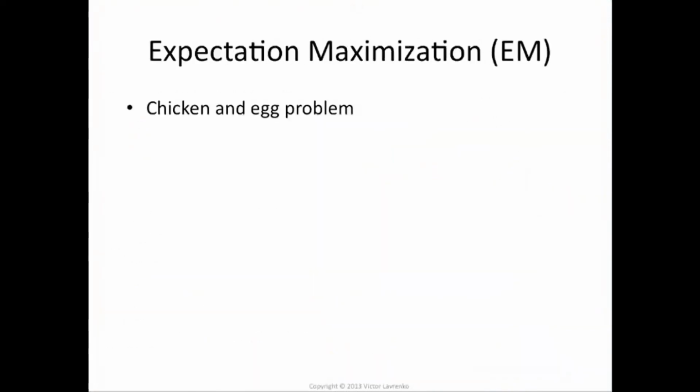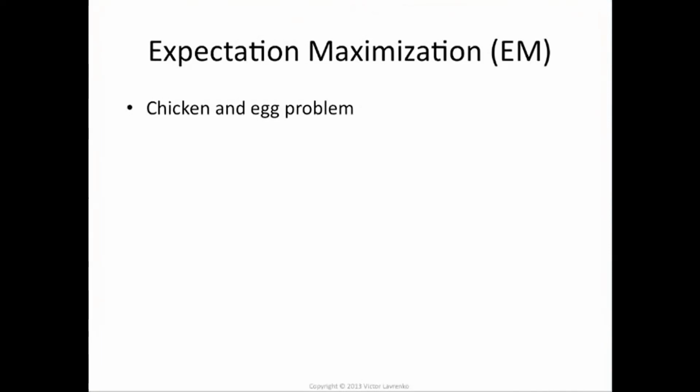So what you have is a bit of a chicken and egg problem, right? If somebody told you which points came from which source, you could estimate the means and variances trivially. But nobody tells you which point came from where. Now, if you had the parameters, if you knew the means and the variances, you could figure out which point came from which distribution. But again, you don't have that, right?